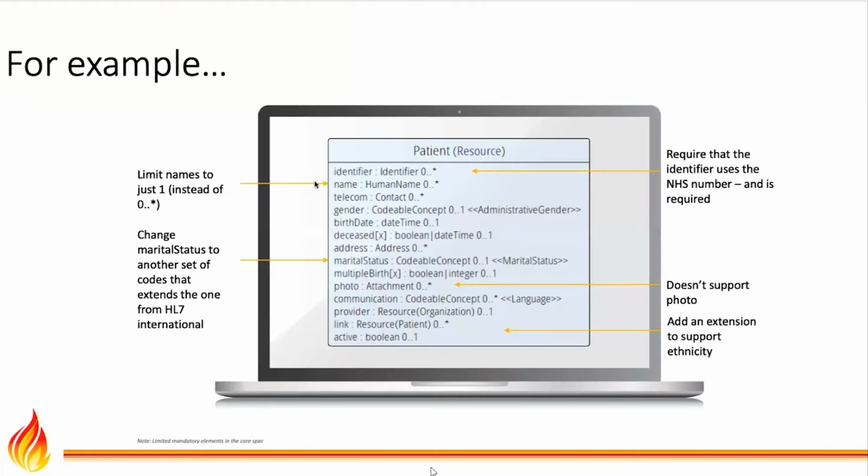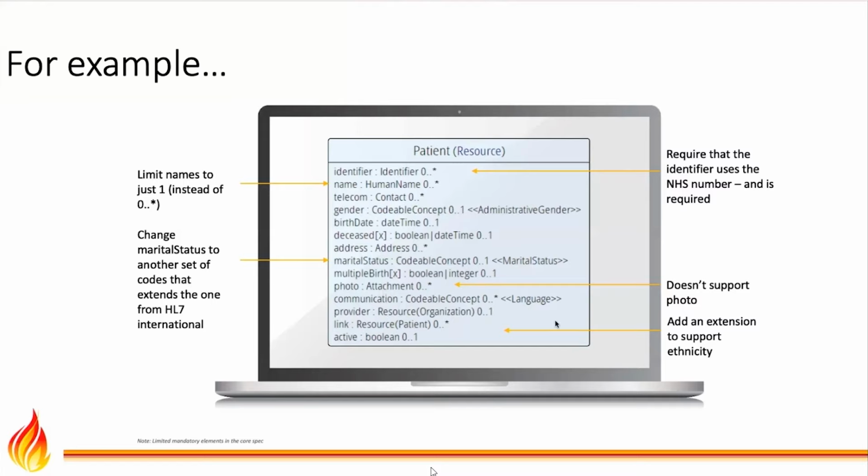So this is an example. Here, they've decided that you could limit the names to just 1 instead of many, because this is saying that you can have 0 to many, but you could come in here and change the cardinality. You could say that the identifier number is the NHS number, so that's something that is very specific of where you get that number. You could say that your marital status is of a specific code system, maybe it's an international one. You could say that instead of the photo having 0 to many, you don't even support photos, so you're not going to have any.